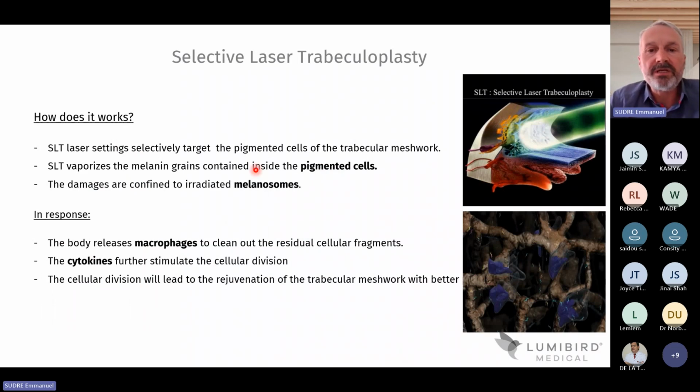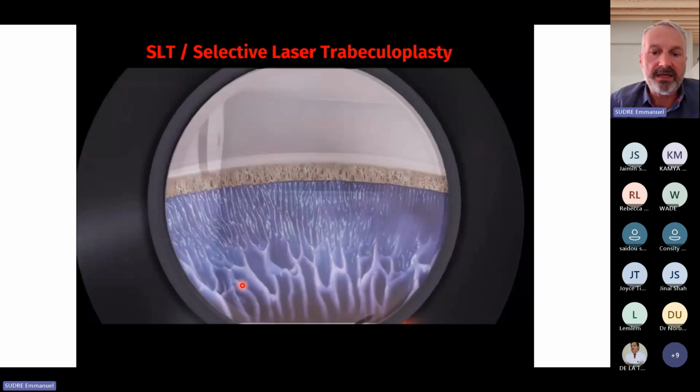So how it works, there is a stimulation, we call it photothermolysis. There is stimulation of the pigmented cells, there is irradiation of the melanosomes in the trabecular meshwork that release macrophages that will clean the trabecular meshwork. We will see in this video exactly what happens.